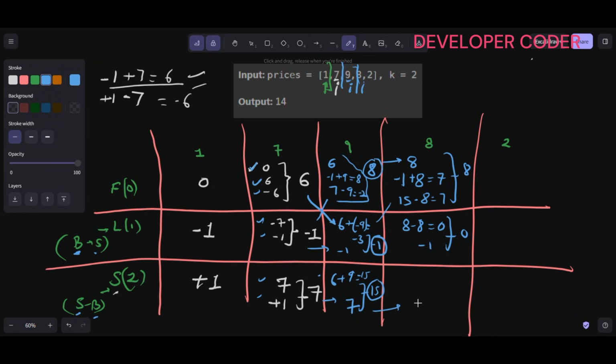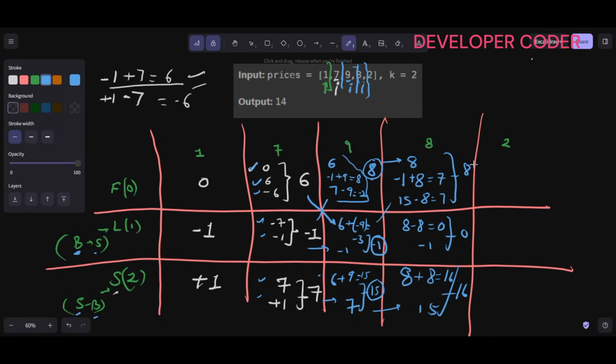Or I can have 15, and again 8 is coming from here, right, from flat, and then again I buy it with this, sell it with 8, right? 8 plus 8 is 16. So among them the best is 16. I'm writing 16 here.